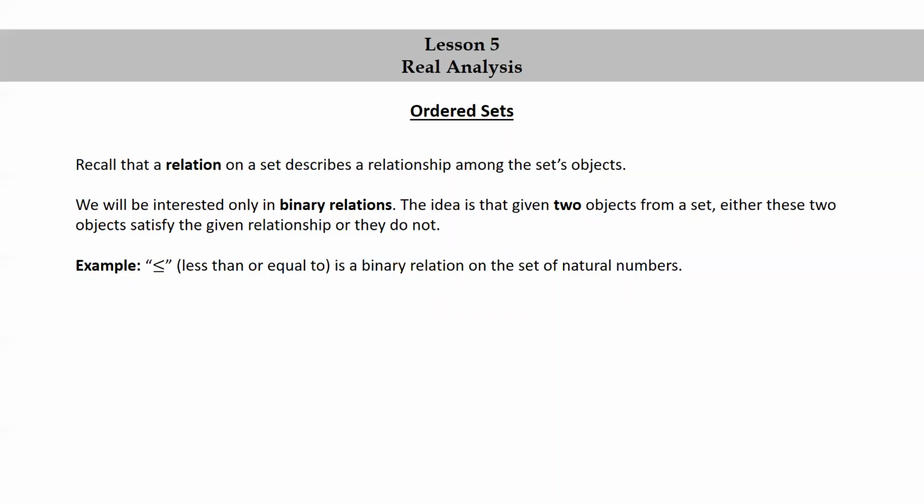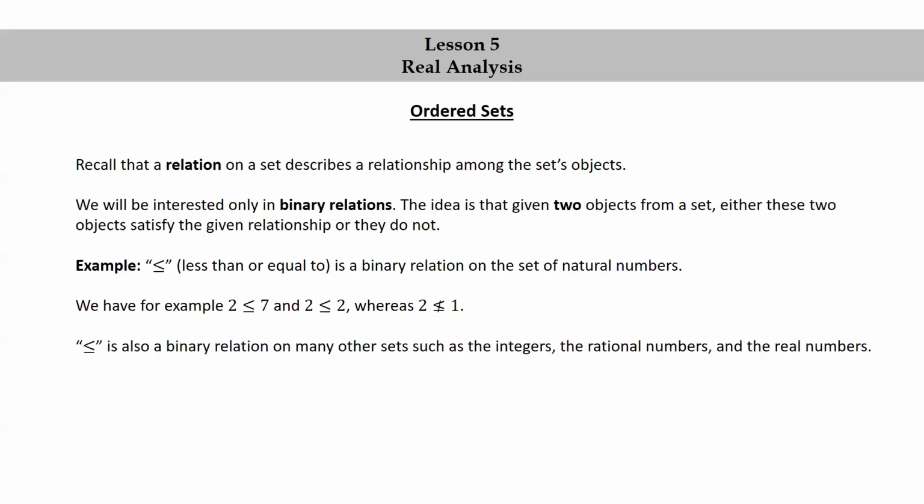Another example. Less than or equal to is a binary relation on the set of natural numbers. We have, for example, 2 less than or equal to 7 and 2 less than or equal to 2, whereas 2 is not less than or equal to 1. Less than or equal to is also a binary relation on many other sets, such as the integers, the rational numbers, and the real numbers.